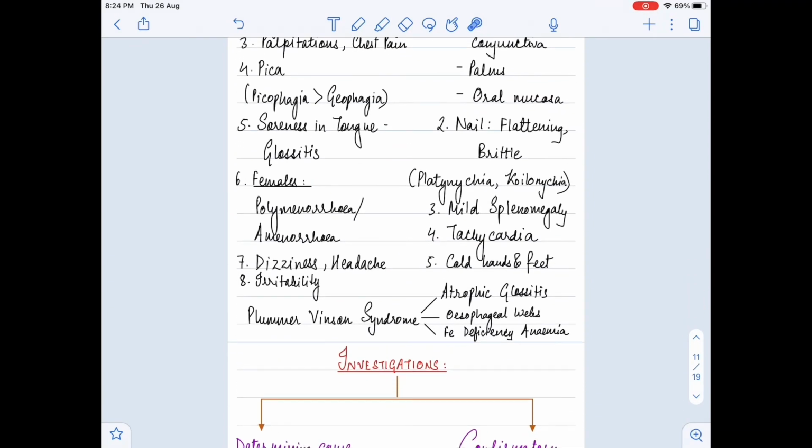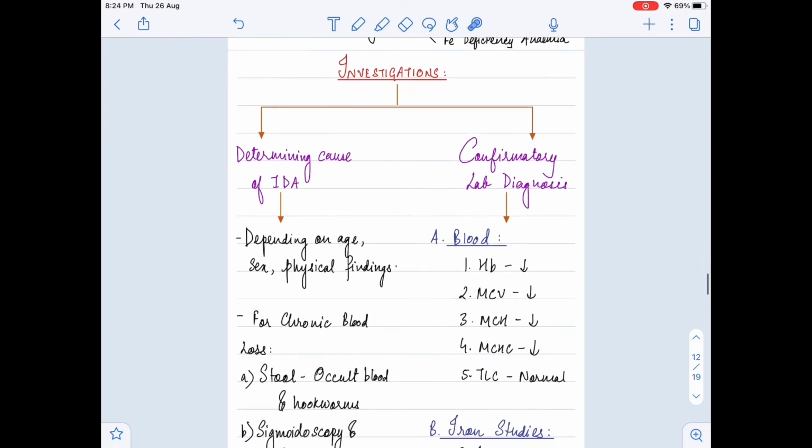One thing we need to understand is that a triad of atrophic glossitis, esophageal webs, and long standing iron deficiency anemia amounts to a syndrome which is known as Plummer-Vinson syndrome. Having understood, let us go ahead with investigations.